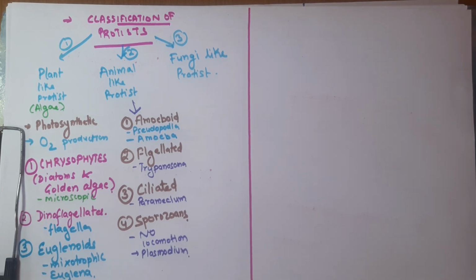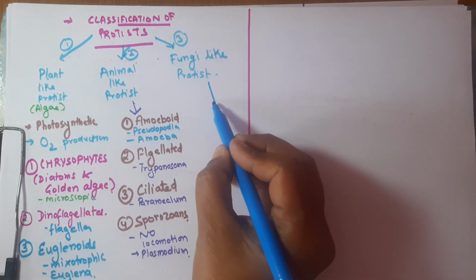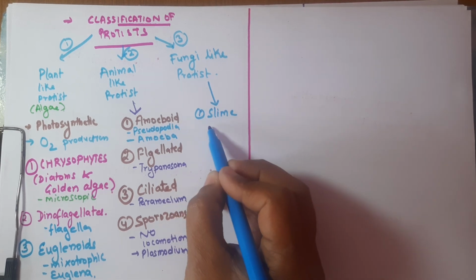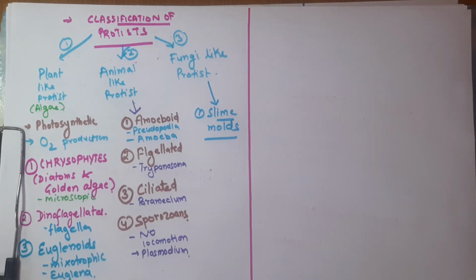So now let's quickly talk about the fungal-like protists. Basically there are two kinds of fungal-like protists. The first is the slime molds. The slime molds are saprophytic protists. They feed on decaying matter and form the fruiting body.